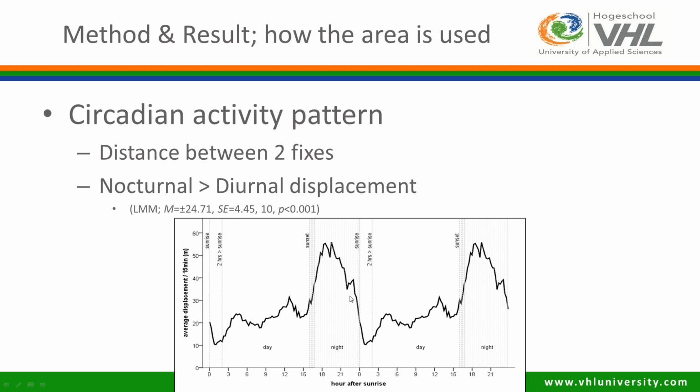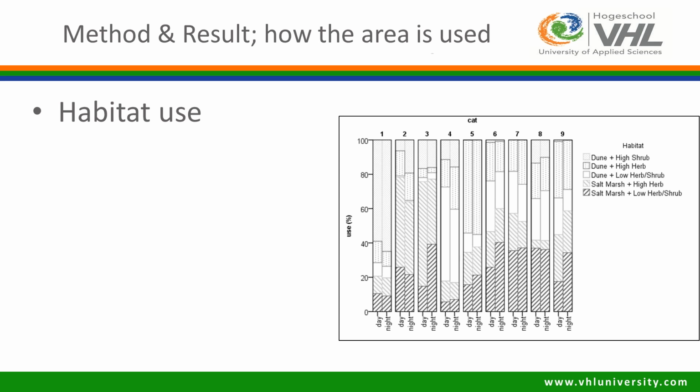Well, you see here, this is the night period, and this is a day period, for example. And you see that during the night they actually have a higher displacement, around 55 meters, than during the day. And this is also significantly different. So this again means that this feral cat is a really nocturnal animal with the most activity during the night.